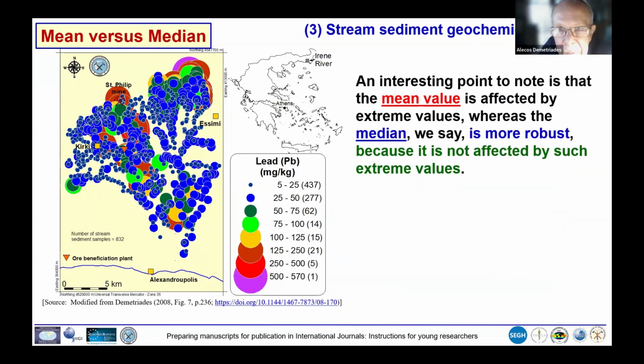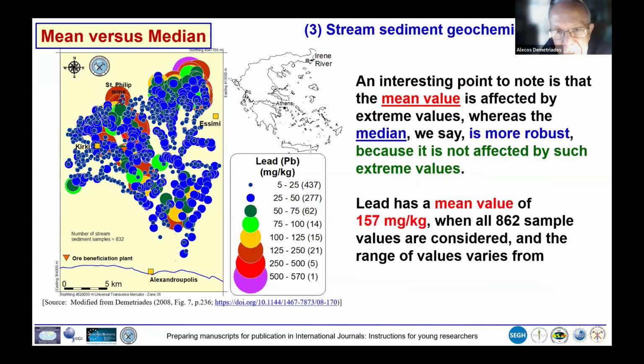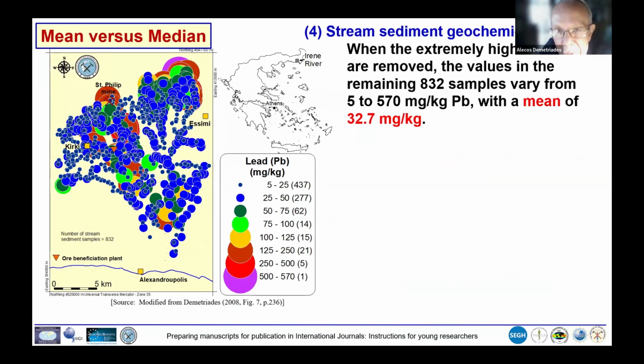Now, what is the interesting point is that the mean value is affected by the extreme values, whereas the median, we say, is more robust because it is not affected by such extreme values. Lead has a mean value of 157 milligrams per kilogram when all 162 sample values are considered, and the range of values varies from 5 to 11,200 milligrams.